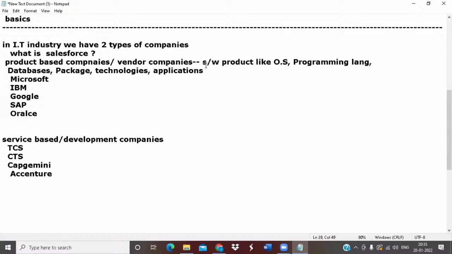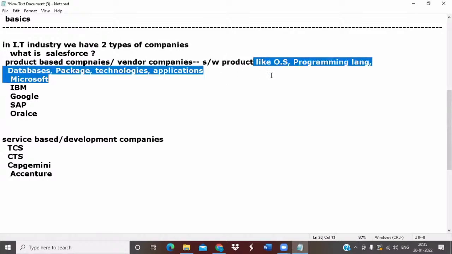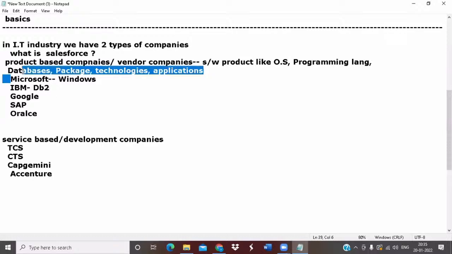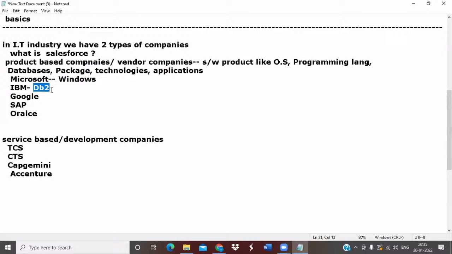These all come under what? Software products. All these software products are developed by product-based companies or vendor companies. Suppose take the example of operating system. A very well-known operating system in the market is Windows. Windows is an operating system developed by Microsoft company. Like that, IBM company developed one of the database products, called DB2, Database 2. It is developed by vendor company called IBM.